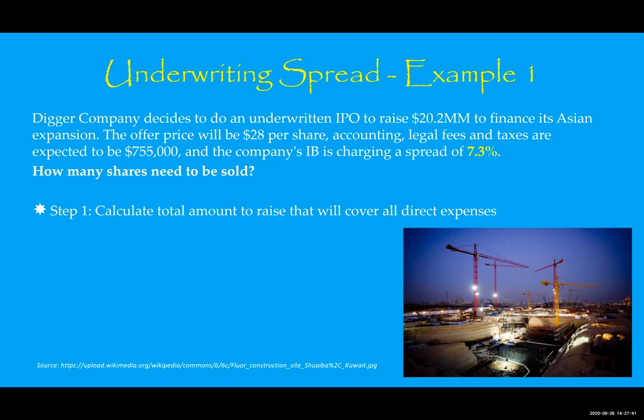Step one is, let's calculate the total amount of money that should be raised so that the company can cover all of its direct expenses and still have $20.2 million left. That's what it needs to finance its Asian expansion. So we take the amount that the company needs, $20.2 million. We add to that the direct expenses of $755,000, and we divide by 1 minus the spread percentage, in this example, 7.3%. So that determines that the company should raise $22,605,178.